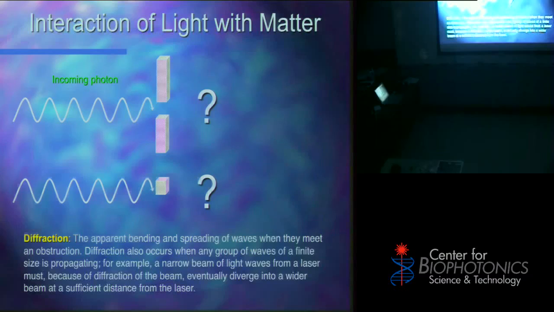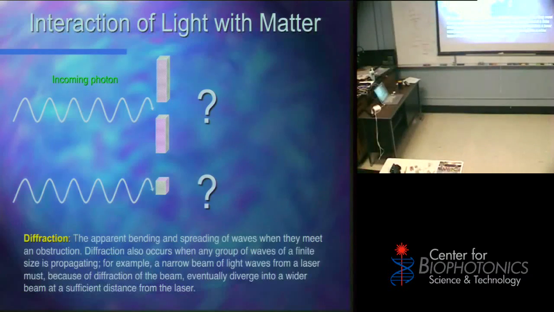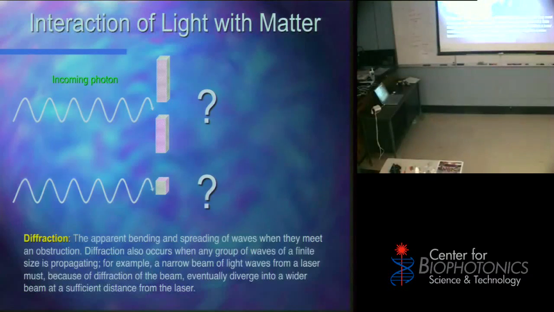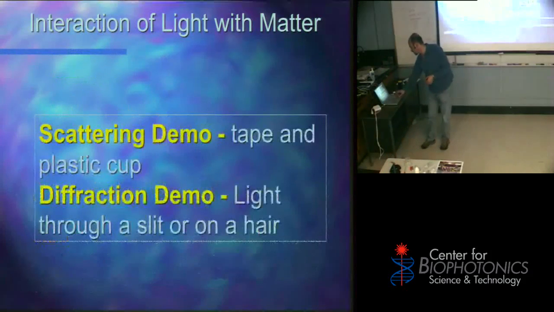There's another hair. That's a thinner hair. And here's a thicker hair. You guys see any difference? Thinner hair. Thicker hair. You saw a difference? Difference in the spacing of the pattern? And that's what's going to equate to figuring out the size of your hair. And those are the two demos we just did.